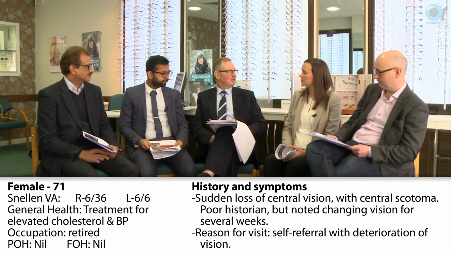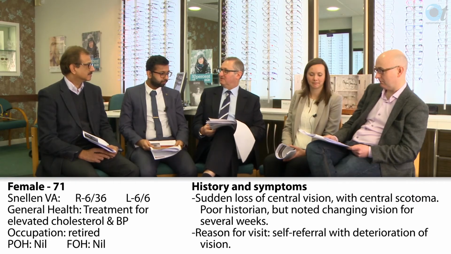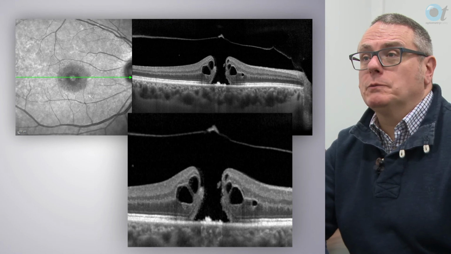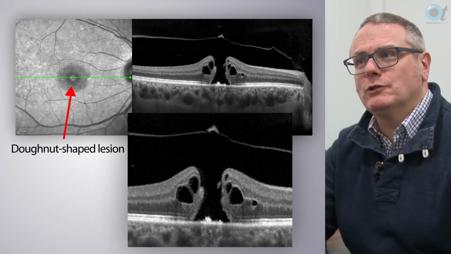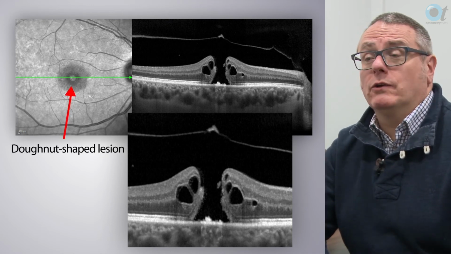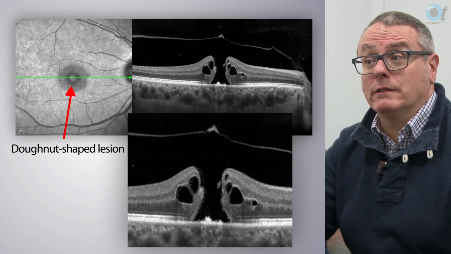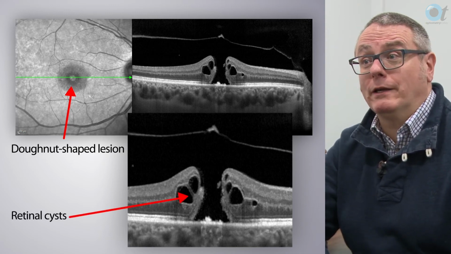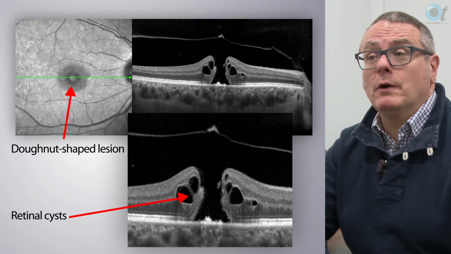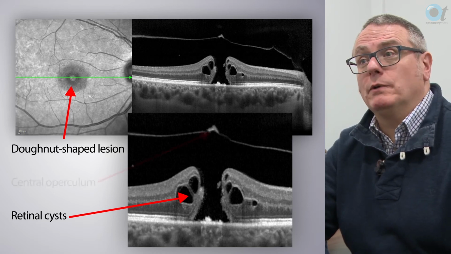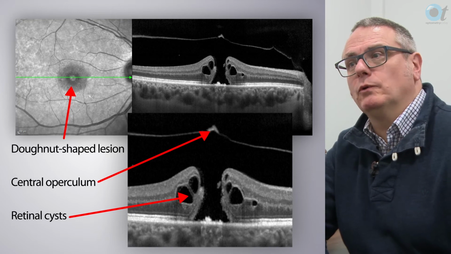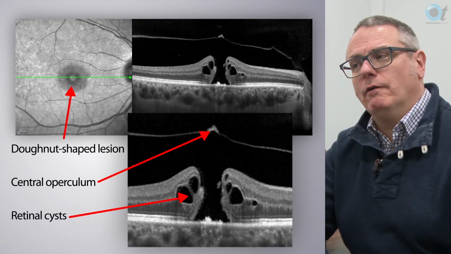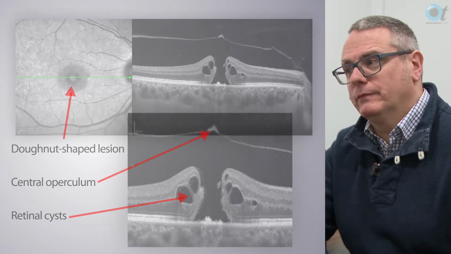Okay, good. Well, I think that's excellent. Thank you very much. The fundus reference image shows a clearly circumscribed donut-shaped lesion centrally, and the OCT cross-section shows a full thickness retinal defect with retinal cystic change either side of the macular hole. There's evidence of a posterior vitreous detachment and a central operculum, or a piece of retinal material that's been pulled away. So the changes we see here result from vitreomacular traction.